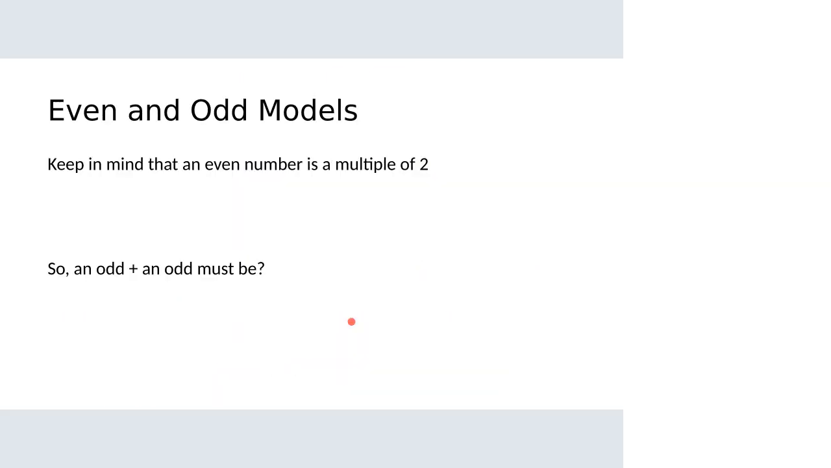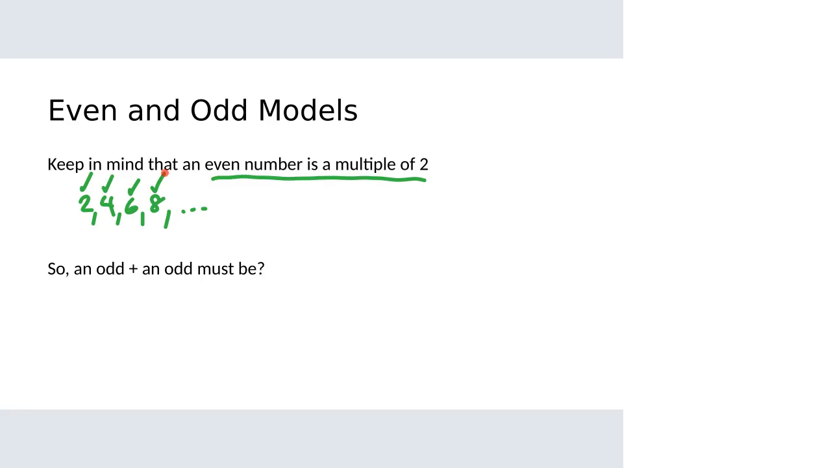Okay. Even and odd models. This isn't something we'll spend a ton of time on, but I want you to be aware of it. There's a way that we can model even numbers and odd numbers. And a key here is that an even number is always a multiple of 2. If we think about the even numbers, 2, 4, 6, 8, and so on, every even number is a multiple of 2. 2 times 1, 2 times 2, 2 times 3, 2 times 4, and so on. So every even number is a multiple of 2.